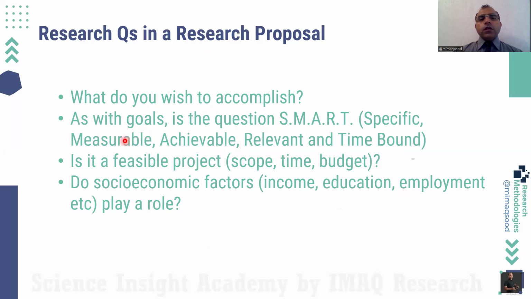The goals of your research should be SMART: specific, measurable, achievable, relevant, and time-bound, meaning you can execute everything in time. Is the project you are going to present feasible? What are the scope, the timings, and the budget requirements? Also don't forget to include socio-economic factors such as income, education, and employment, and what role this proposal is going to play.